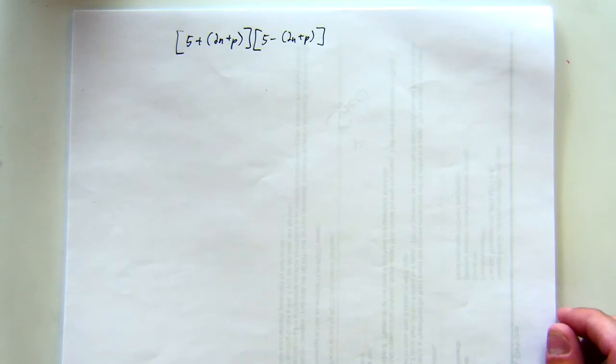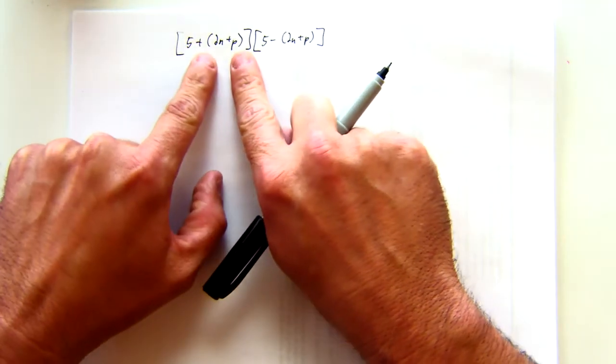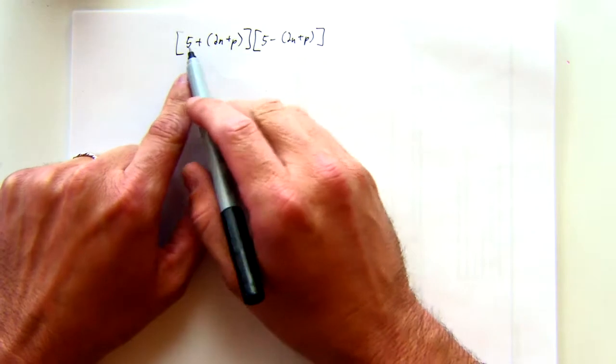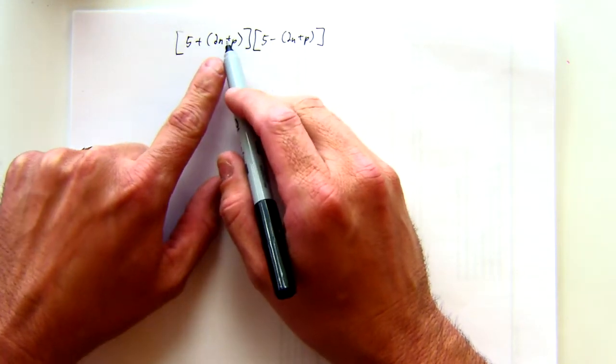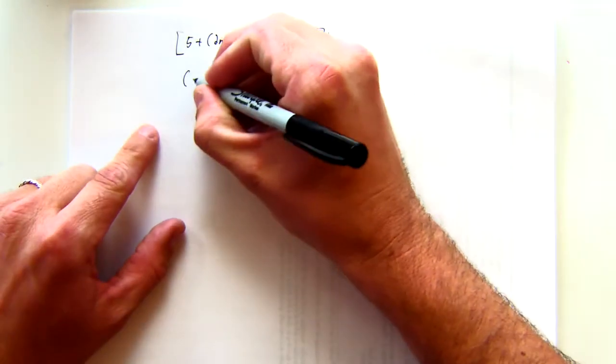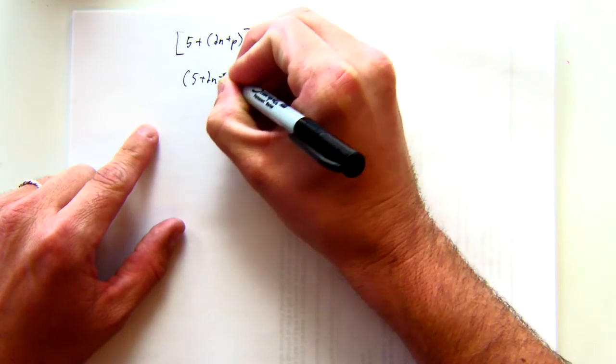We can drop these inner parentheses here. Remember, we're just adding 5 plus 2n plus p. So we can just rewrite this as 5 plus 2n plus p.